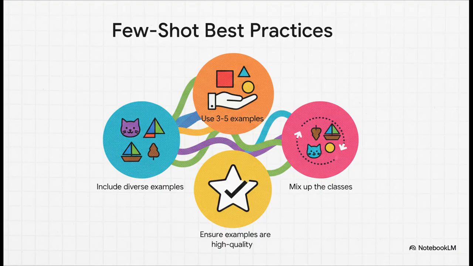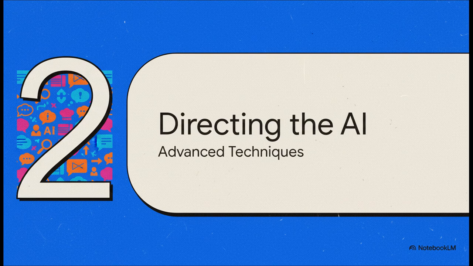So to really nail this technique, just keep a few things in mind. Use a handful of examples, make sure they're high quality and diverse, and if you're classifying stuff, mix up the categories you show it so it gets the whole picture. Okay, so we've climbed the example ladder. Now let's get into our next set of tools. For these, I want you to stop thinking like a user and start thinking like a director. You're going to guide the AI's performance to get exactly the result you want.